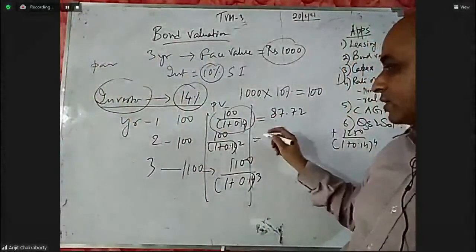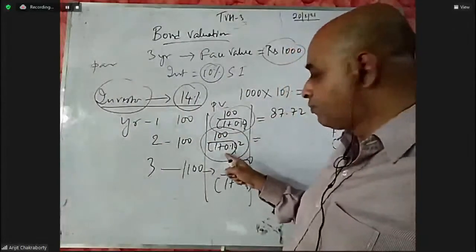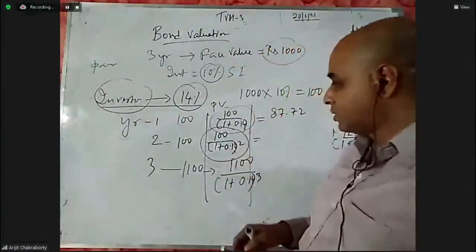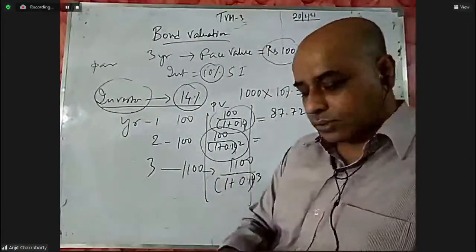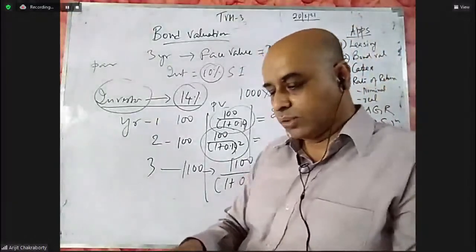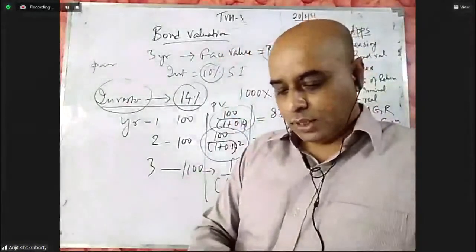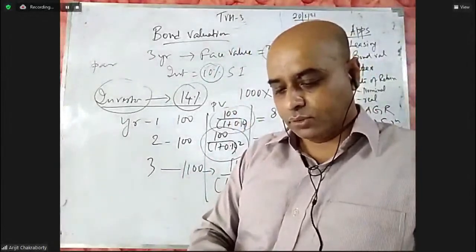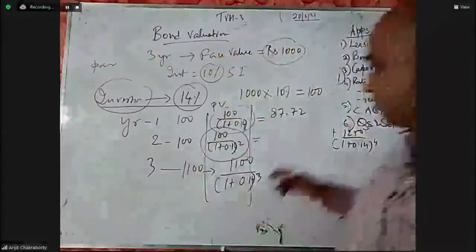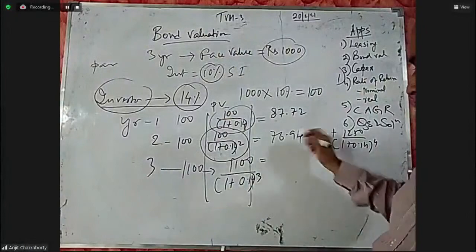Second year, let us calculate this particular term, 100 divided by 1 plus 0.14 square. So let us calculate it and see. 1.14 into 1.14 gives me 1.2996. 100 divided by 1.2996, I am getting 76.947. 76.94. Okay, I'll take 2 places after decimal.